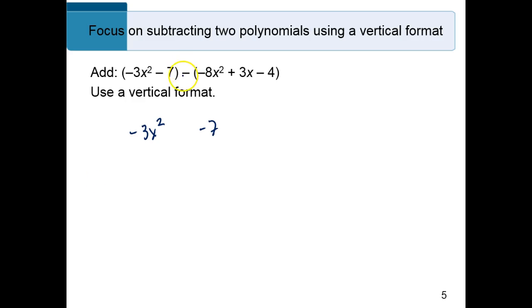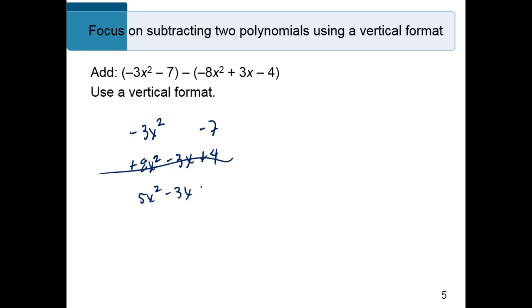The rule is, when you're subtracting polynomials, change the sign, just like we did before, change the sign of the second term. So that would be a plus 8x squared, minus 3x plus 4, and it's just like we did before. Combine like terms, and what do you get? 5x squared minus 3x.